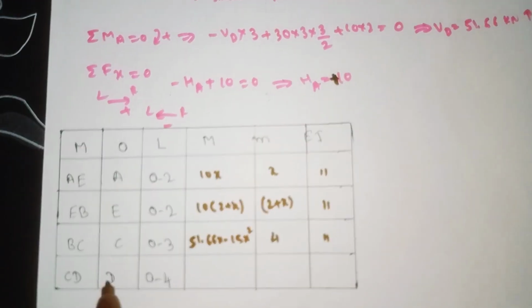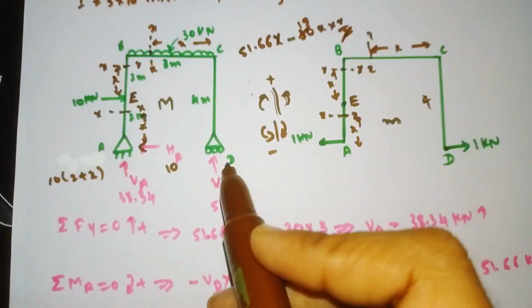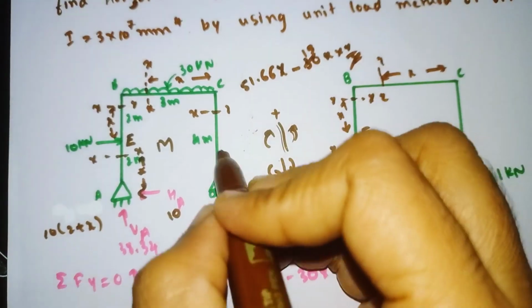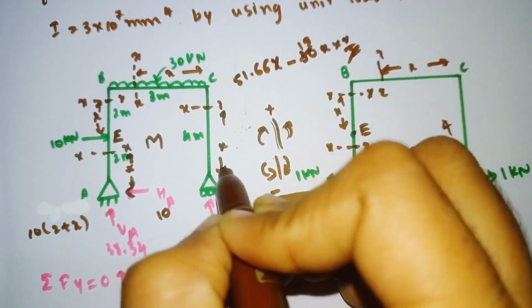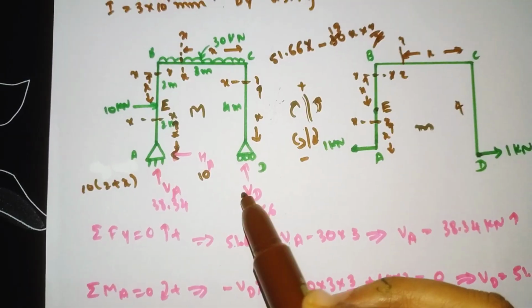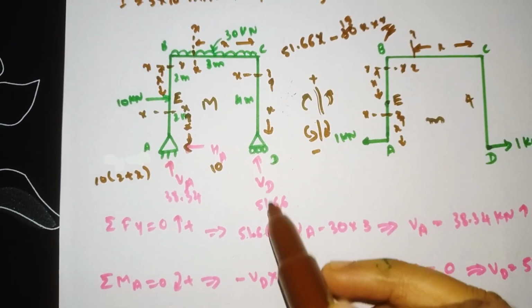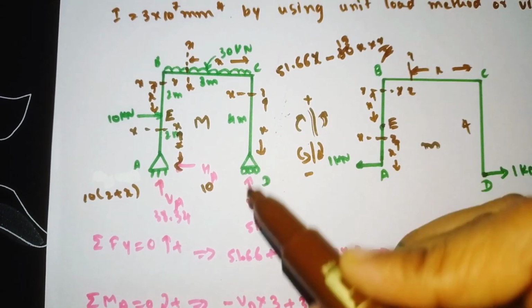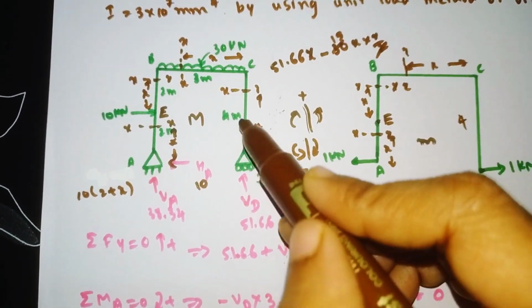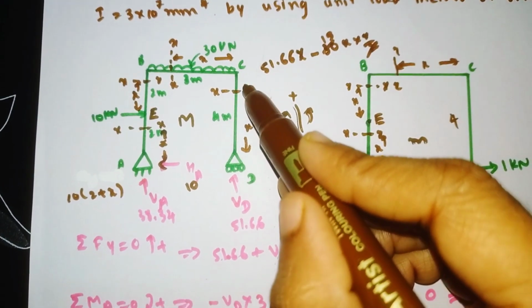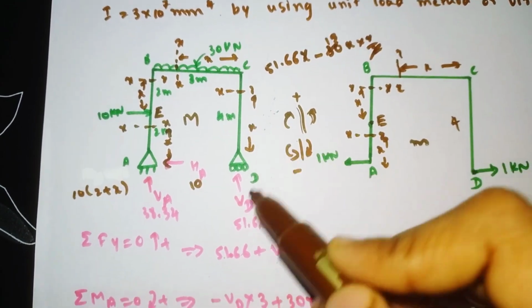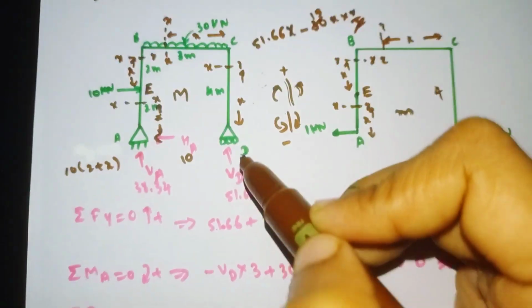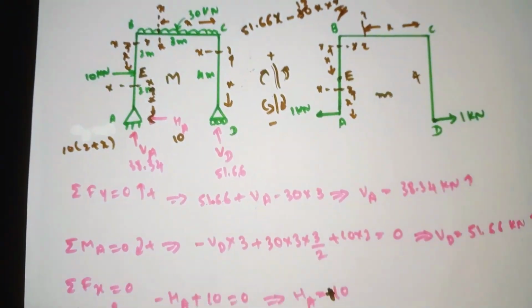Similarly for CD, we have taken the origin as D. If you cut the section at x, far away from the origin D at a distance of x, at what distance is VD moving? It is axial to this member, so it becomes 0, because the 51.66 is moving on this member. The perpendicular distance of this becomes 0. The M for this CD becomes 0 because the VD acts at a distance of 0.